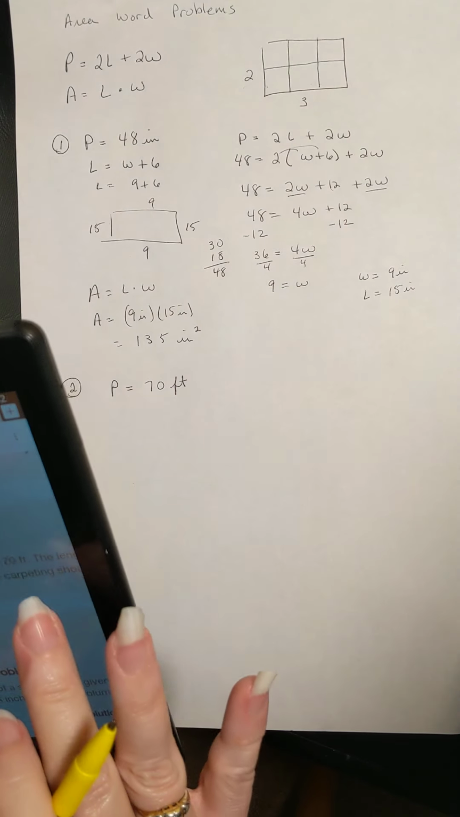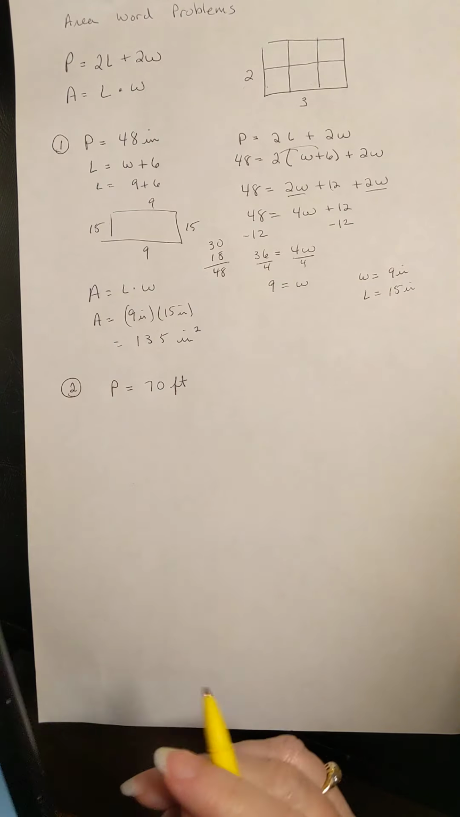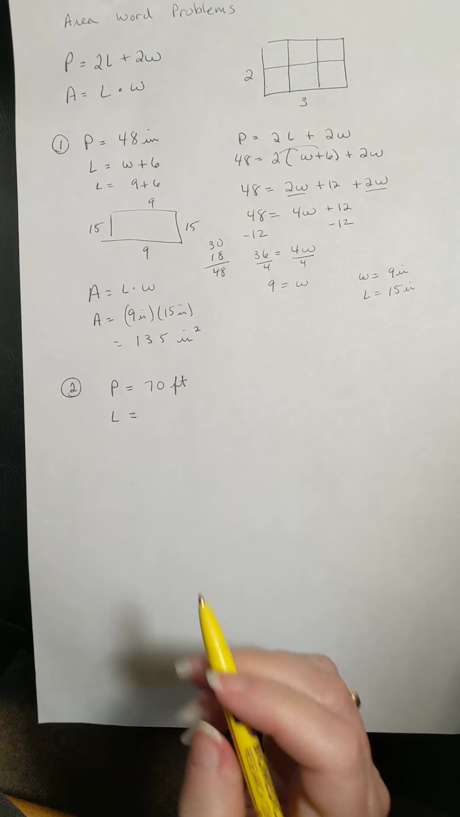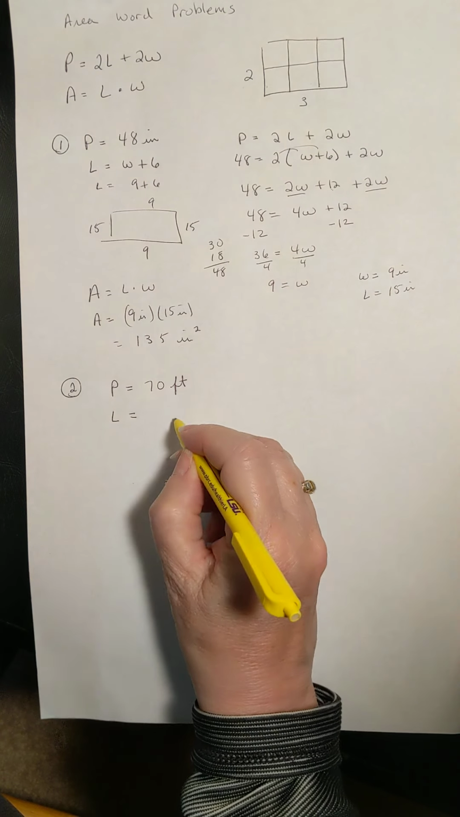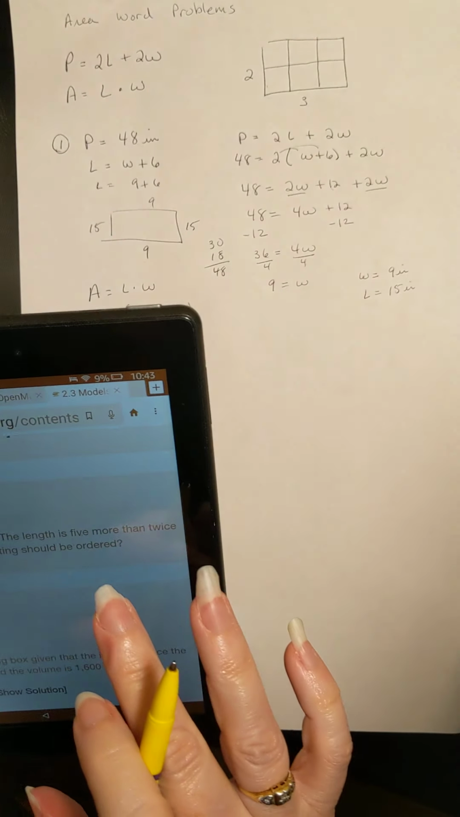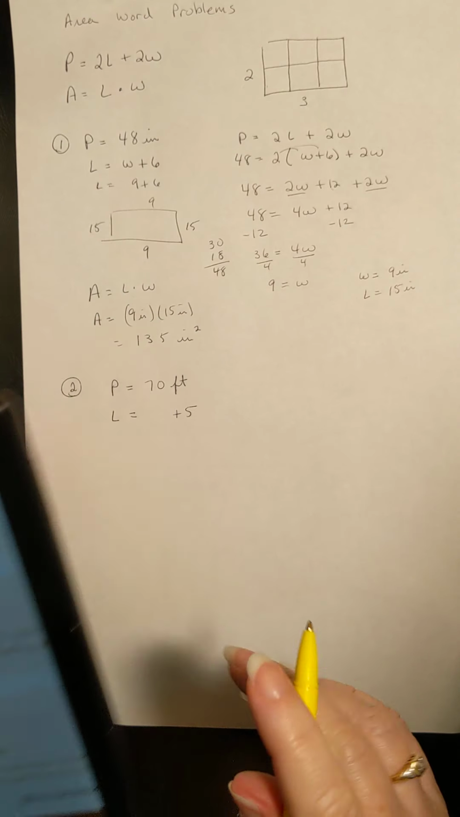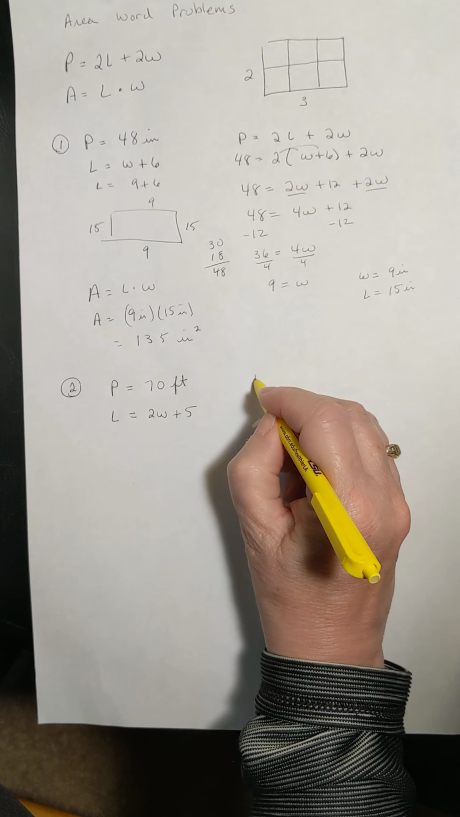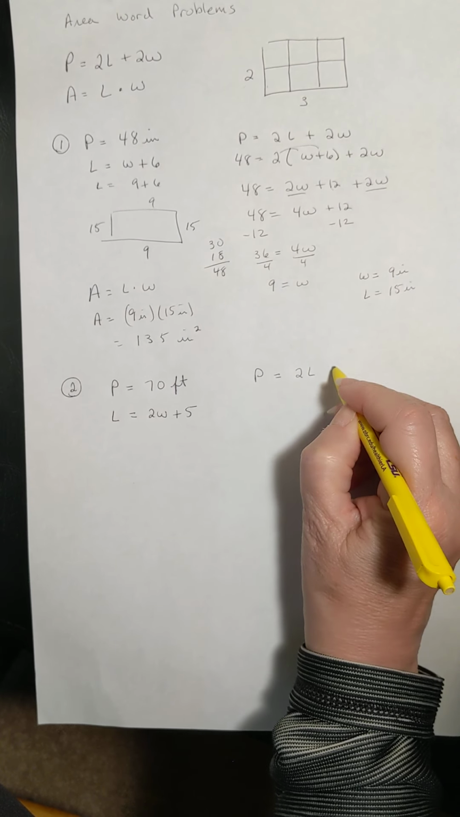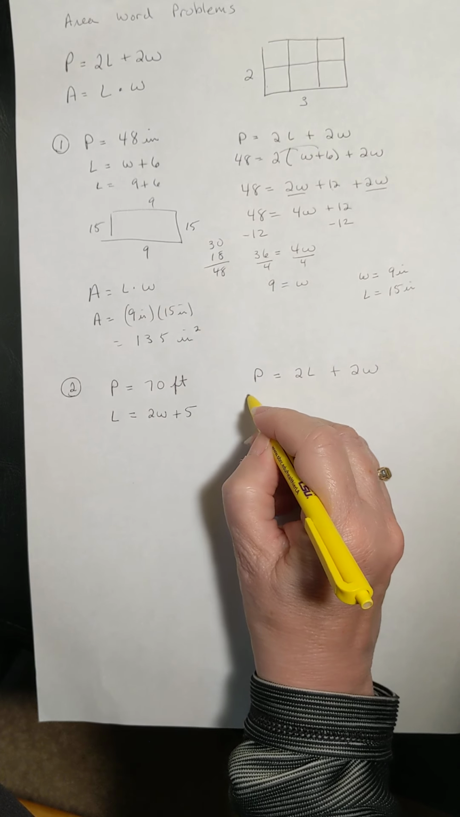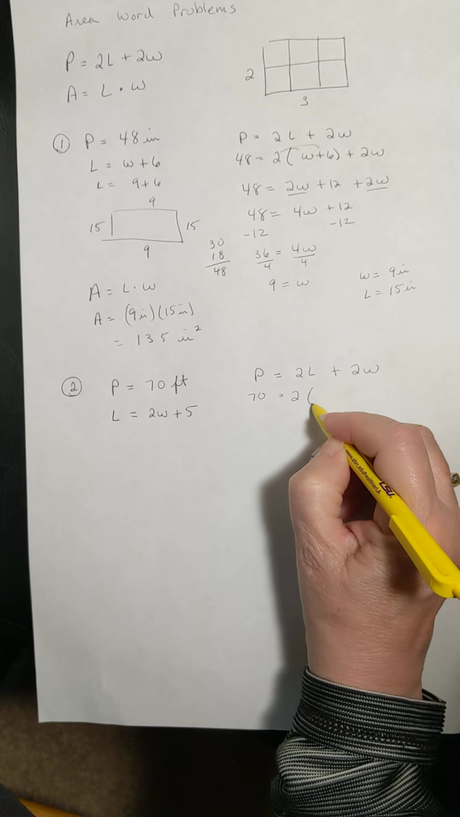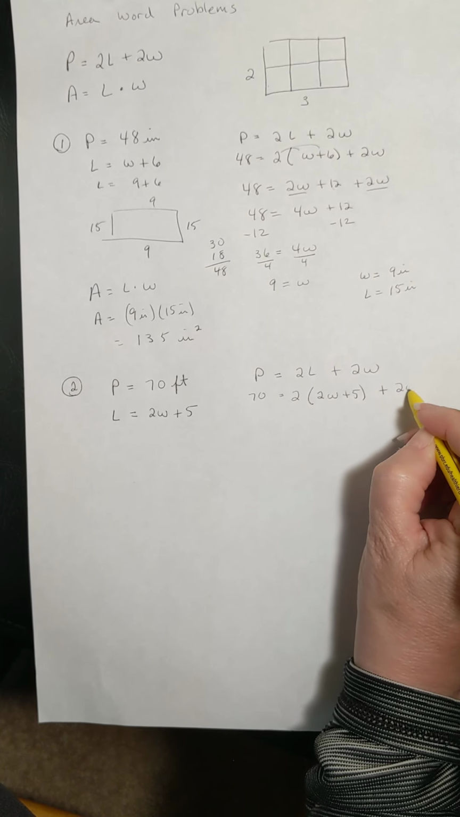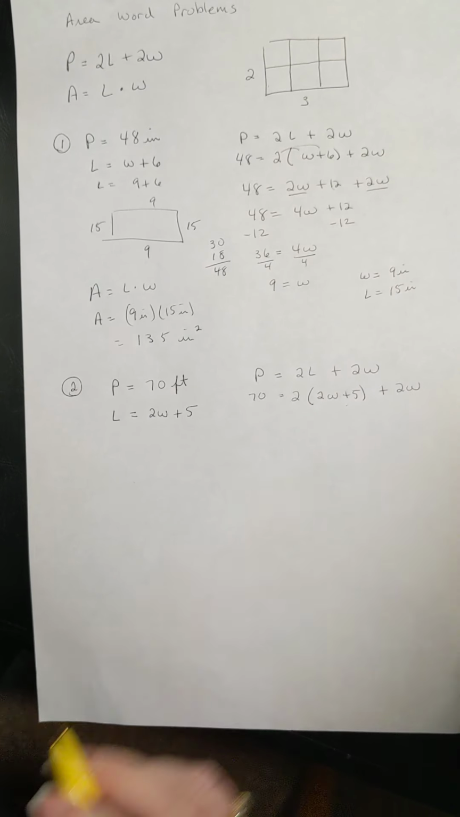All right, so now that you're back from working your problem, let's see if you got it right. So it says the length is, so length is means equals, 5 more means add 5 to something, then twice the width. So that would be 2W. All right? So looking at my formula for perimeter, 70 is equal to 2 times 2W plus 5, plus 2W. So 2 times L plus 2W.